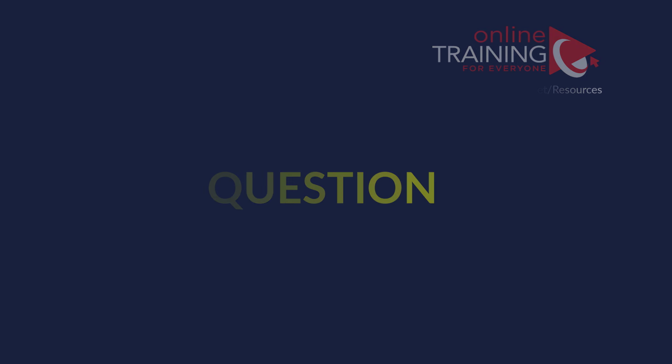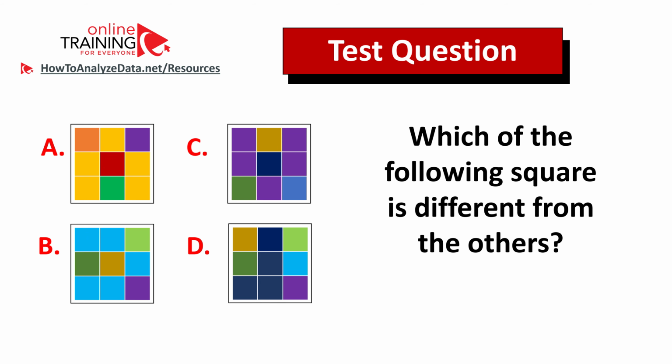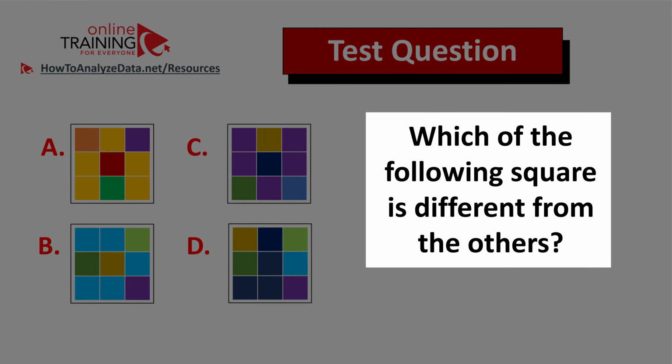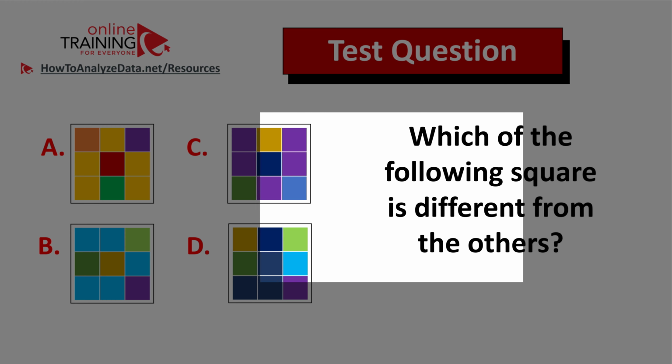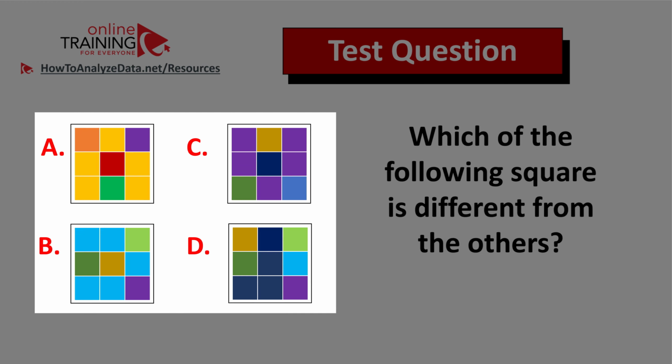Alright, this question is quite tricky. But regardless of whether you can solve it or not, once I show you the solution, I'm pretty sure you will be excited. Which of the following squares is different from the others? And you're presented with four different choices. Each square contains 9 small squares inside. Choices A, B, C, and D.